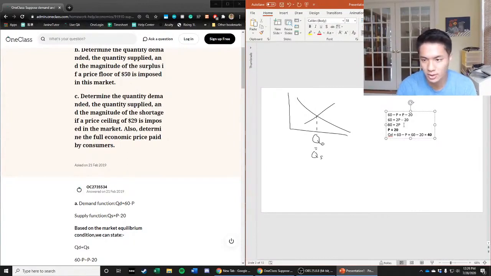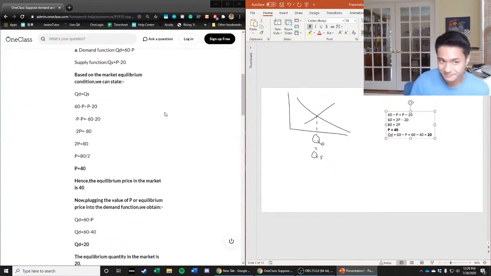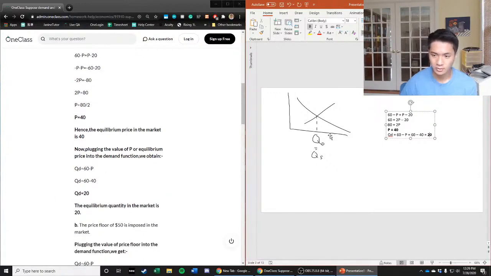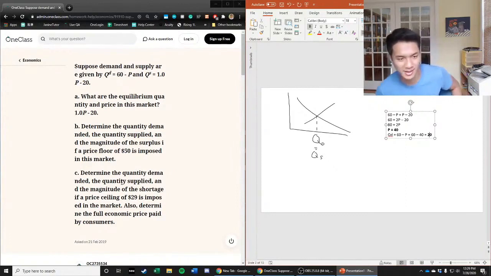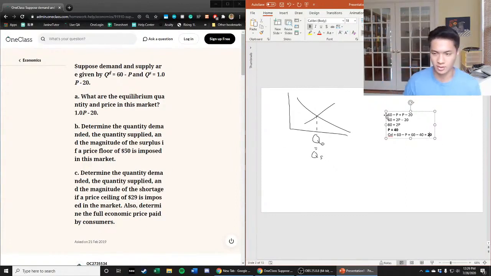So instead of getting 40 here, it would be 80. And this is a price of 40, and then plug this in, we would get a quantity of 20. My bad, guys. That was a mistake. But right, so now we do math. We get P is equal to 40, equilibrium price is 40, and then I'll plug that into the QD equation, 60 minus 40, the quantity is 20, and that's the answer to the first part. So ignore my prior explanation where I made a bad mistake, and this is the correct answer here.